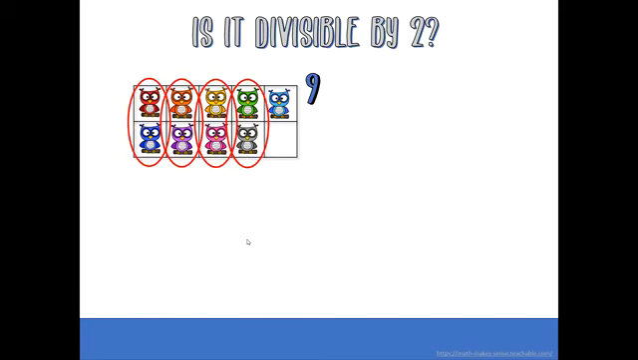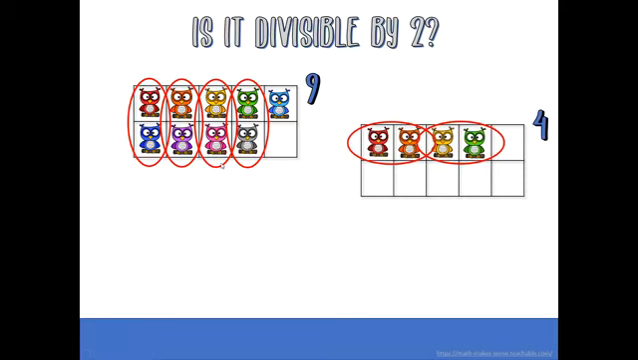What does it mean to be evenly divisible by 2? So if we break up 9 into groups of 2s, we have 4 groups of 2s, but there's this one lonely owl left over here. So we would say this is not evenly divisible by 2. If there's ever any leftovers and you cannot break it up into those even groups, then that does not count as one of our factors.